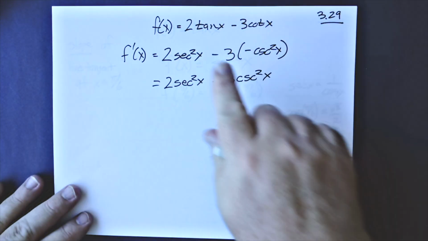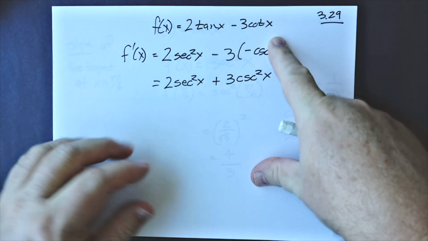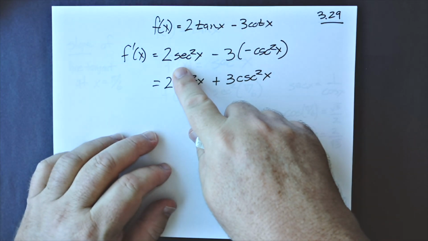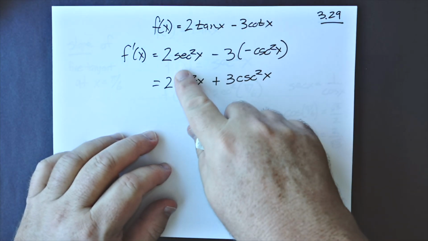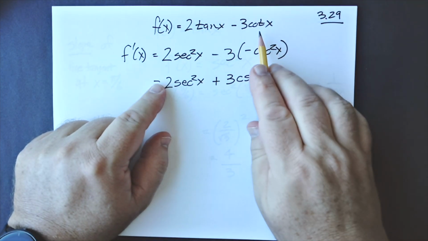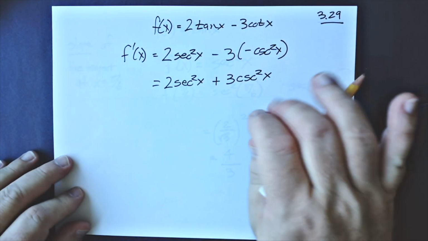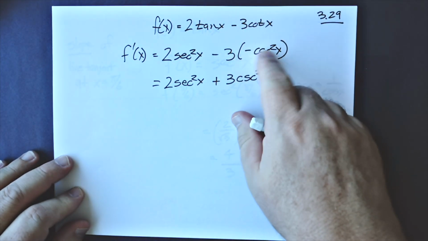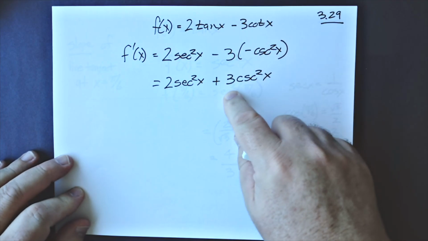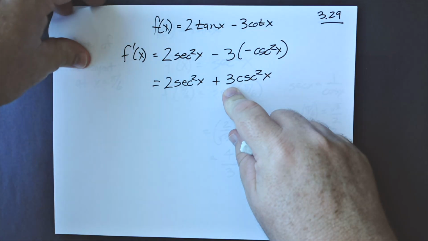3.29, fairly straightforward. 2 tan x minus 3 cotan x. What's the derivative? Just use the chart. The derivative of the tangent is the secant squared. The 2 just stays there, obviously. The derivative of the cotangent, we just discovered, was negative cosecant squared. So this is minus 3 times that. Distribute that negative out, and I get positive 3 cosecant squared x. Pretty straightforward.